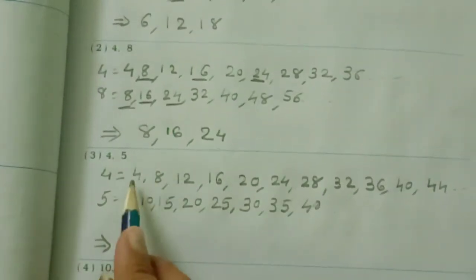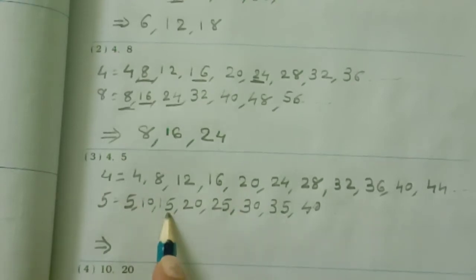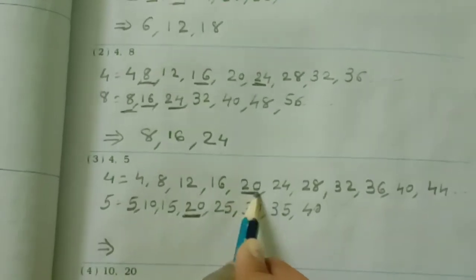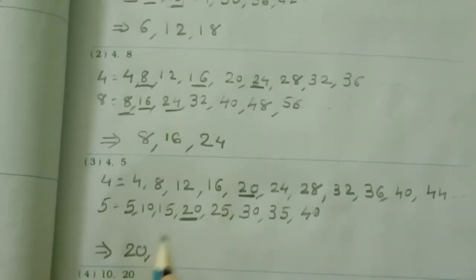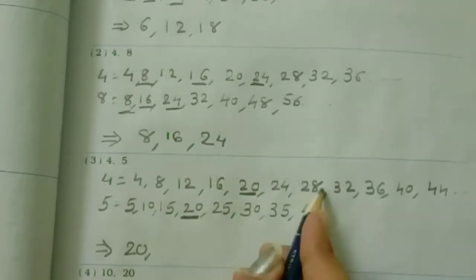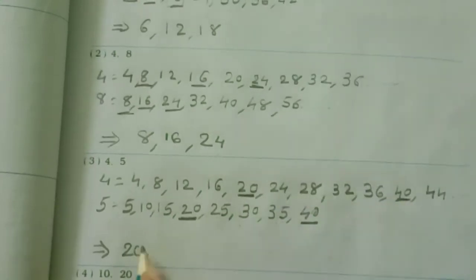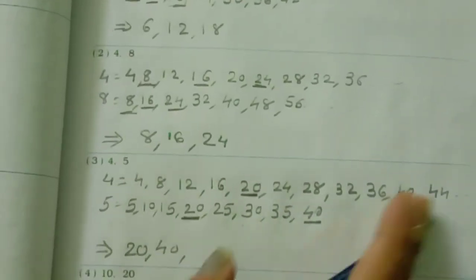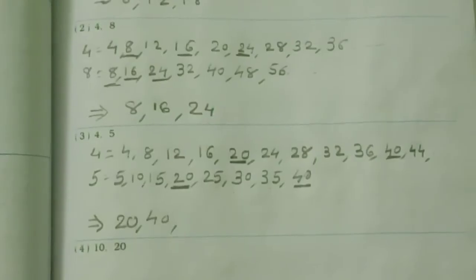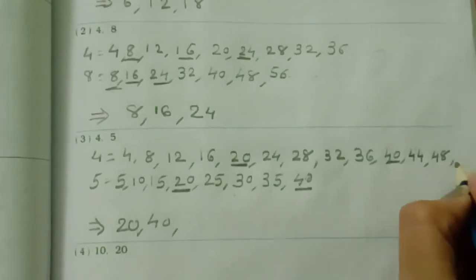First 5, 4, common is not there. 10, no common. 15, no common. 20, yes, first common 20 we got. Then 25 no. 30 no. 35 no. 40, only 2 we got. So once again we have to write more multiples. Till 44, after 44, 48, then we have no place.